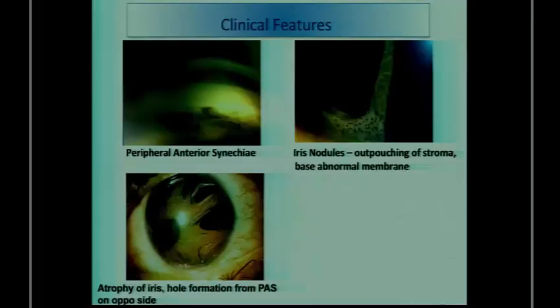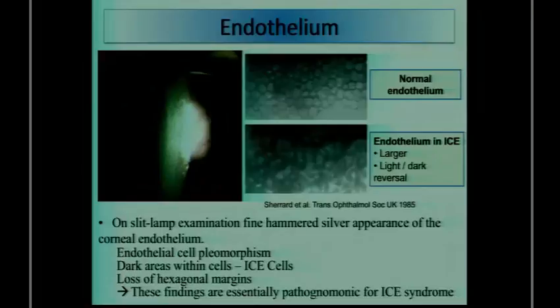Of course, the atrophy of the iris occurs when you get a hole formation due to a pulling of the membrane surface across the other side of the cornea. So as the membrane of the endothelial cells migrates along the surface, you get a pulling of the iris, causing hole formation in the opposite side. Of course, the hallmark of the condition, or the pathognomonic changes, are in the endothelium itself. And what you see is a reversal of the dark light reflex. And these are called ICE cells.